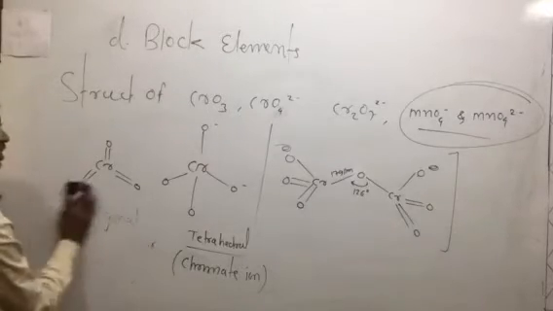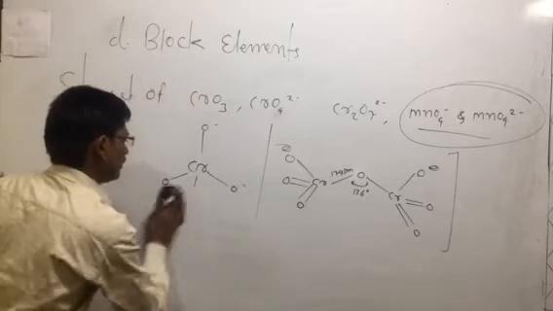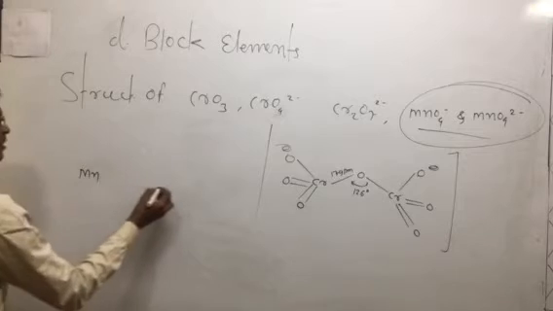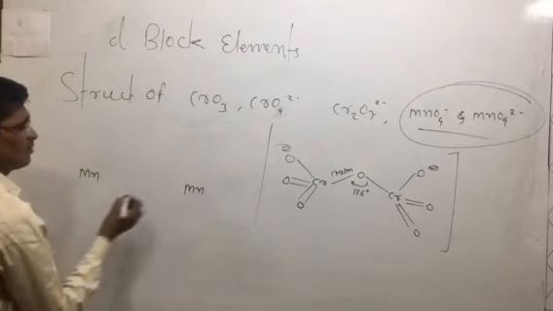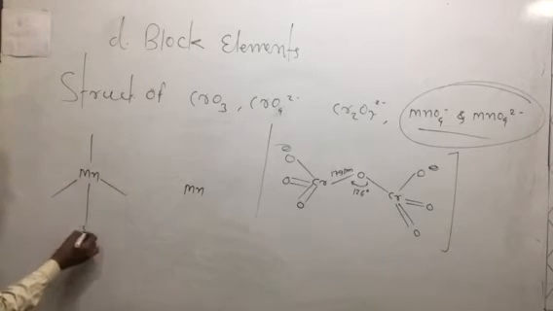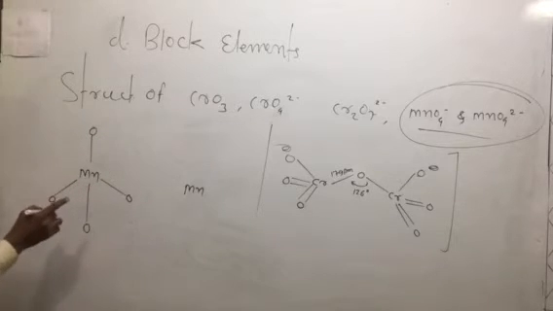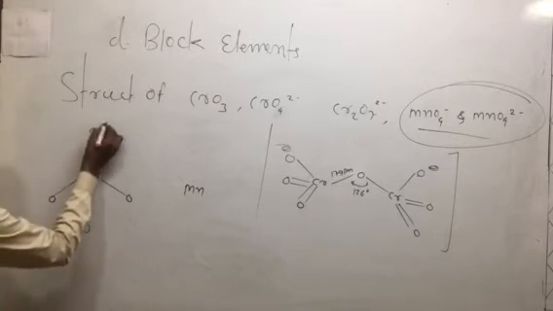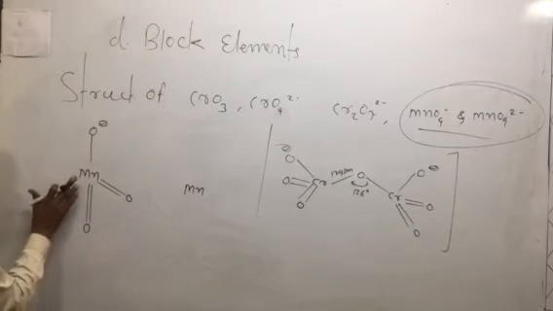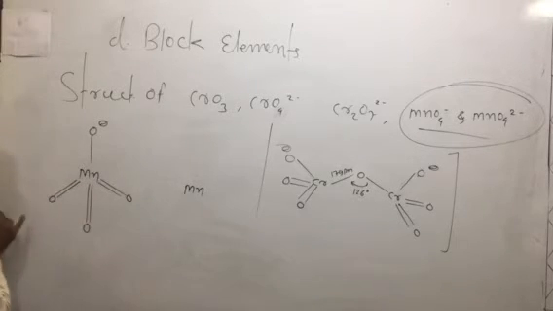So here, in the continuing part, is MnO4 negative and MnO4 2 negative. Mn is the central metal atom in both. MnO4 negative, no doubt, is again a tetrahedral geometry. It carries one negative charge, on one oxygen atom, and the other oxygen atoms are not charged.